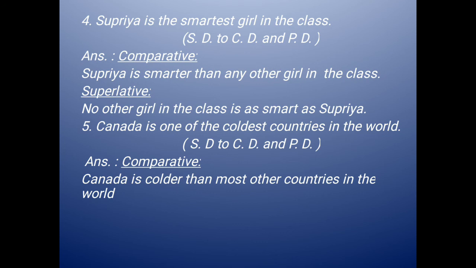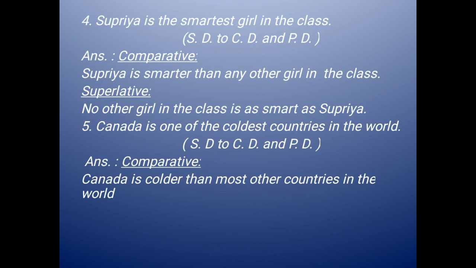Here we have the coldest, right? Canada is one of the coldest countries in the world. So we have the adjective cold, colder, and coldest. So in the comparative, we need to use colder, and in positive degree, we need to use cold, right? So Canada is colder than most other. Which word? Most other. In the previous rule we had used any other, but here we need to use most other countries in the world.